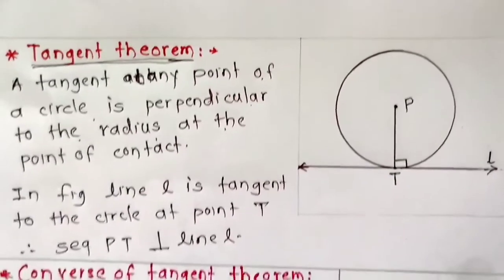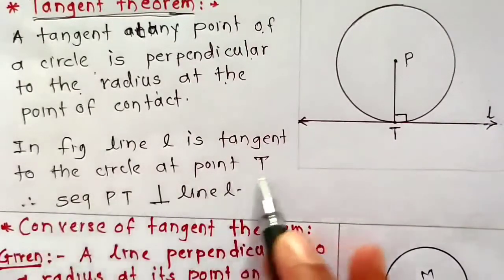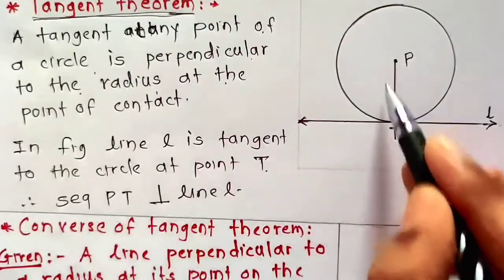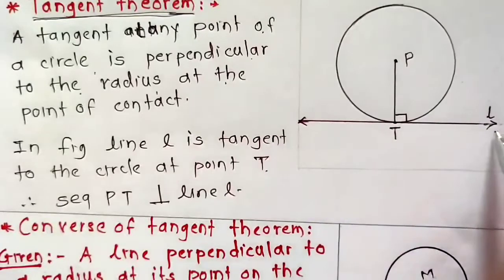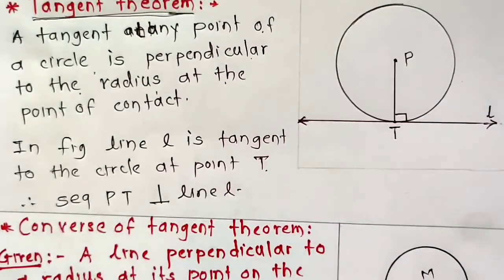So remember this. In this figure, line L is a tangent to the circle at point T, and therefore we can write PT perpendicular to line L, or line L perpendicular to PT. So this is the tangent theorem.